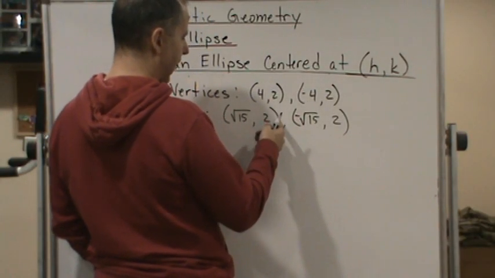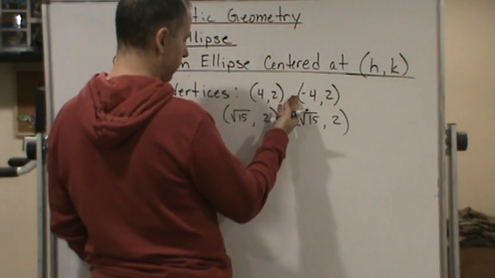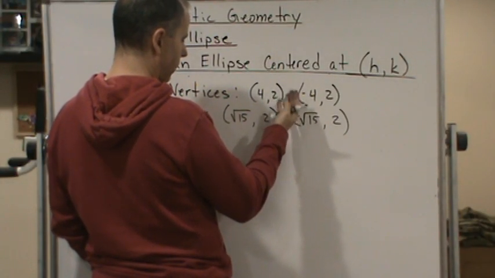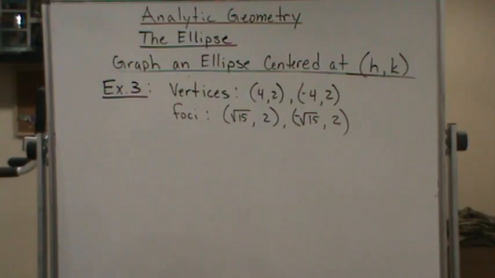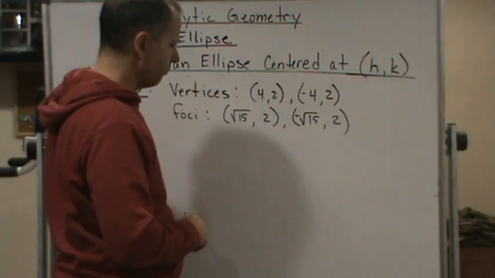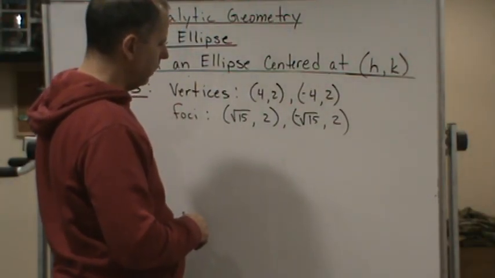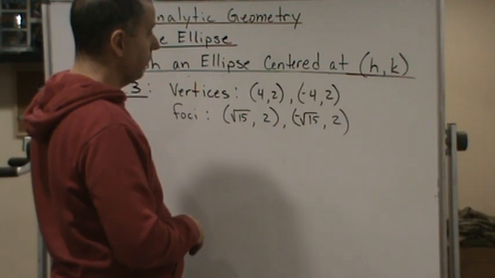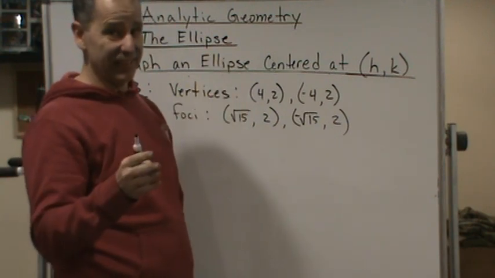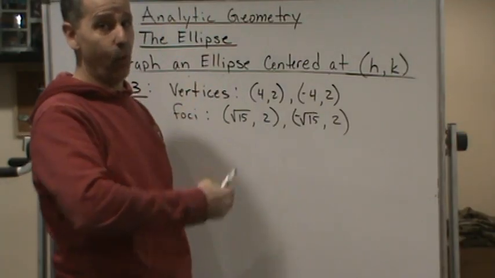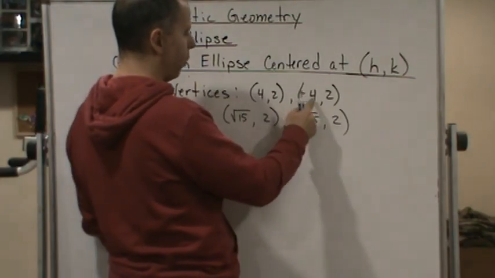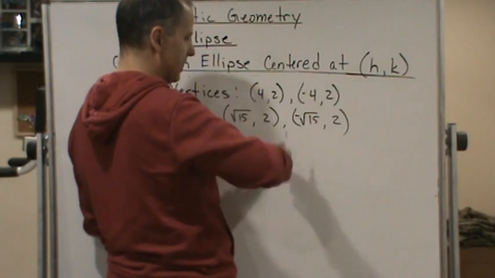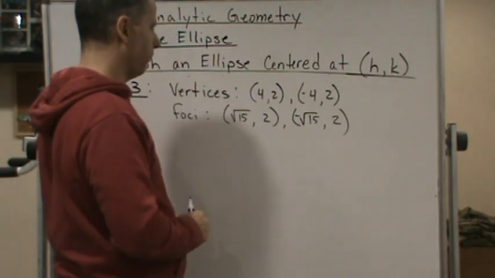So we know that at least the vertices are centered on the y-axis, or excuse me, not the y-axis, but how do I want to say that? The minor axis is on the y-axis. That's what I want to say. So the ellipse is symmetric about the y-axis.